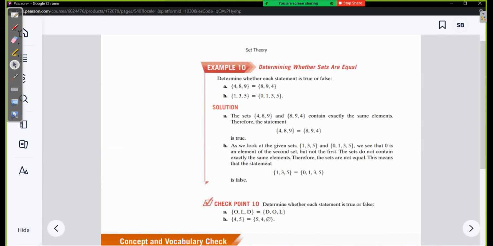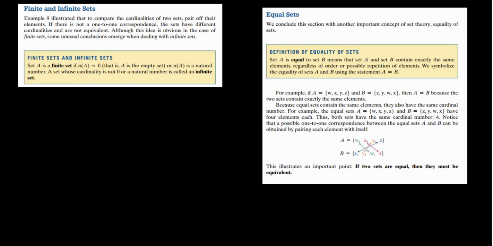Okay. Looks like we're almost at the end here. So let's go back here. Finite and infinite sets. Example 9 illustrated that to compare the cardinalities of two sets, pair off their elements. If there is not a one-to-one correspondence, the sets have different cardinalities and are not equivalent. Although this idea is obvious in the case of finite sets, some unusual conclusions emerge when dealing with infinite sets.